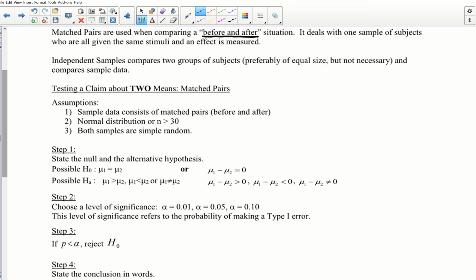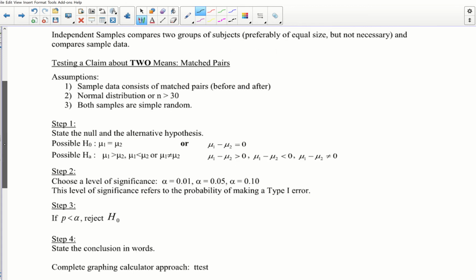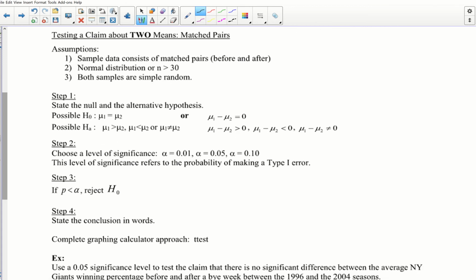So matched pairs is pretty easy. To come up with two different samples of individuals involving traffic, I'd really have to think about it, but off the top of my head, I can't come up with anything.